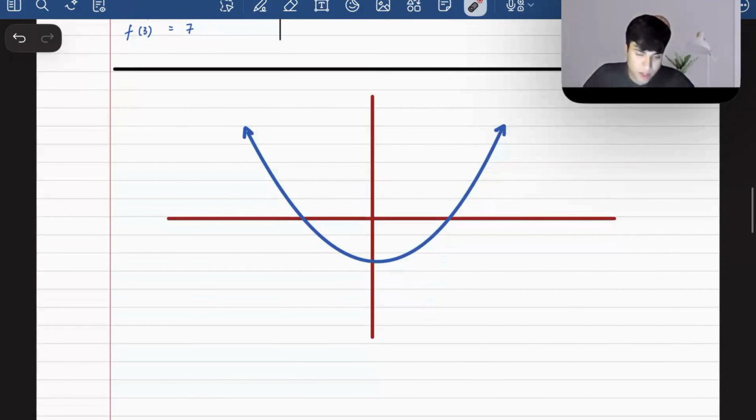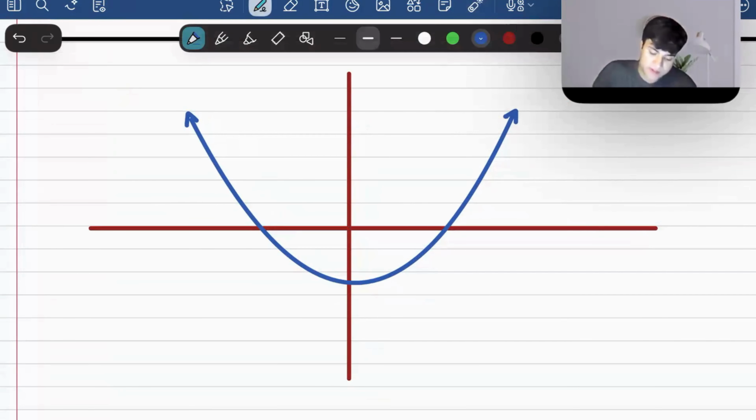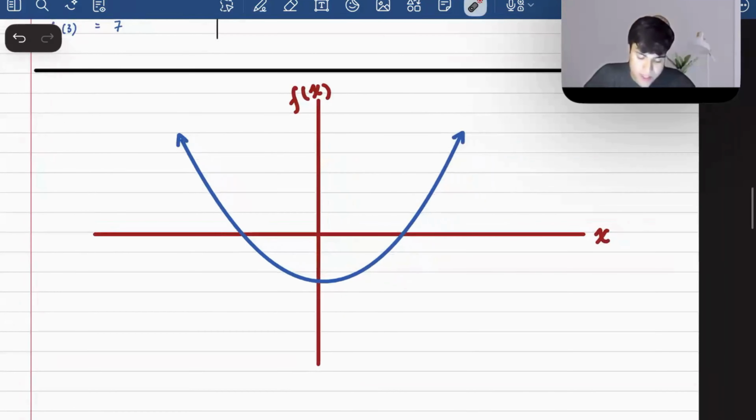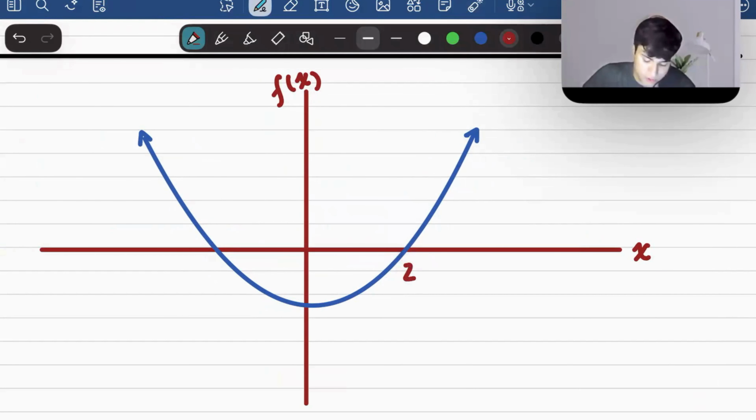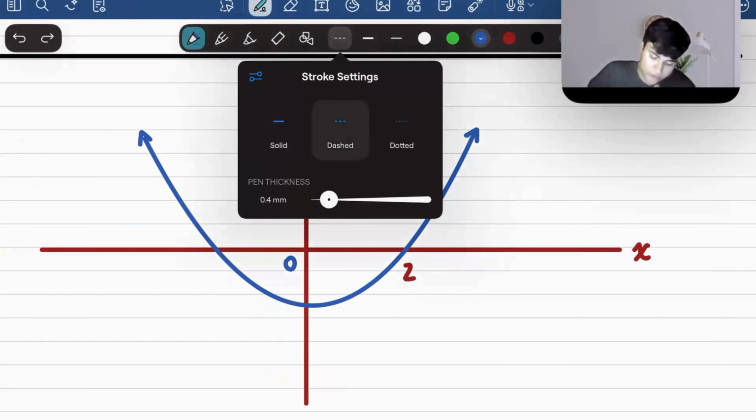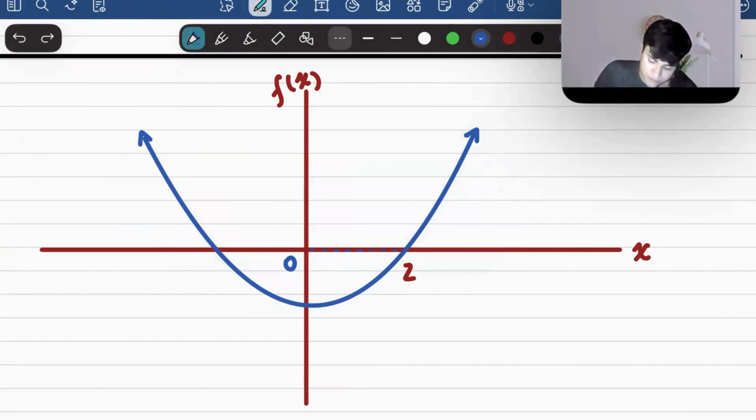And then we talk about coordinates. This is the x-axis. Remember this. This is the f of x, or sometimes we call this the y-axis as well. Whatever input is here, for example, if this value here is 2, and the other value in the other direction would be 0. You can use some dotted strokes to observe this.